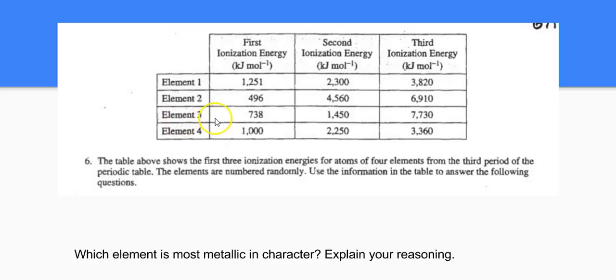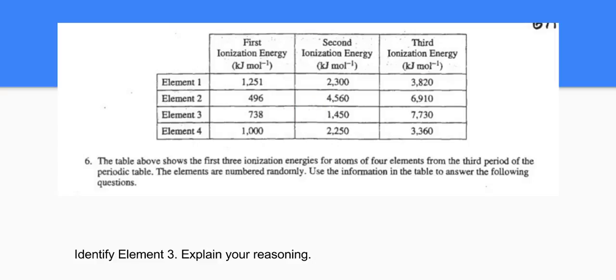So in the first ionization energy, right here, it's the lowest out of all of them, right? And then second ionization energy is like this big jump, right? And then third's a big jump, too. So, yeah.